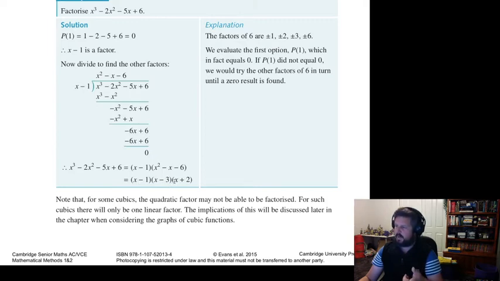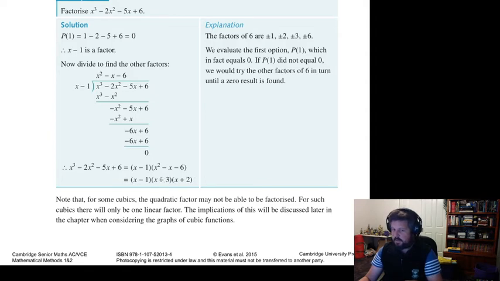Likewise, if you had tried, while you're trialing and erroring, you might have substituted in negative 2. P of negative 2 would have come out to being equal to 0 as well. That should have said to us, okay, it's the negative of negative 2, which means x plus 2 would have been another one of those factors there. So sometimes, rather than doing all this long division process, you could have just trialed and errored these numbers and got those there.